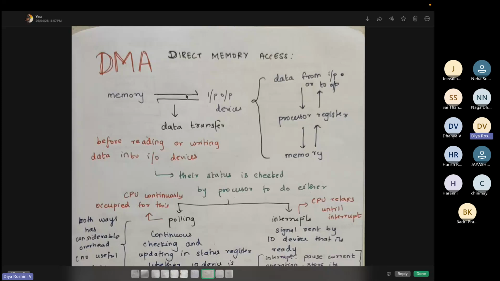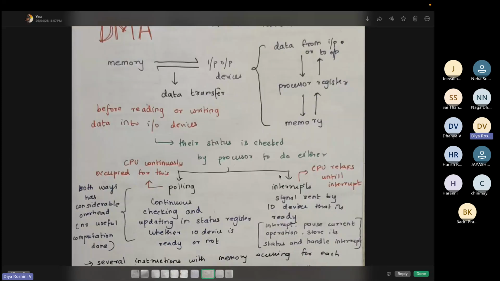And how this usually takes place is that data from the input output device goes to the processor first, into the processor register. From there, it goes to the memory. This is what happens every time. So the processor is very involved in this process. Before reading or writing data to the input output devices, it always checks its status, whether it's ready to receive or give the information.